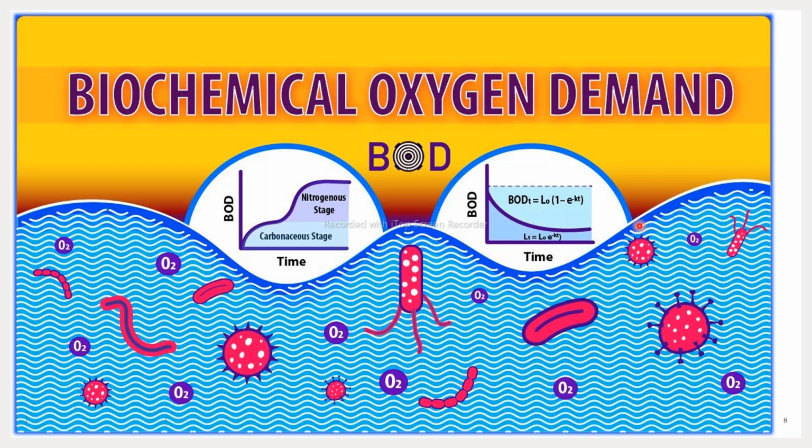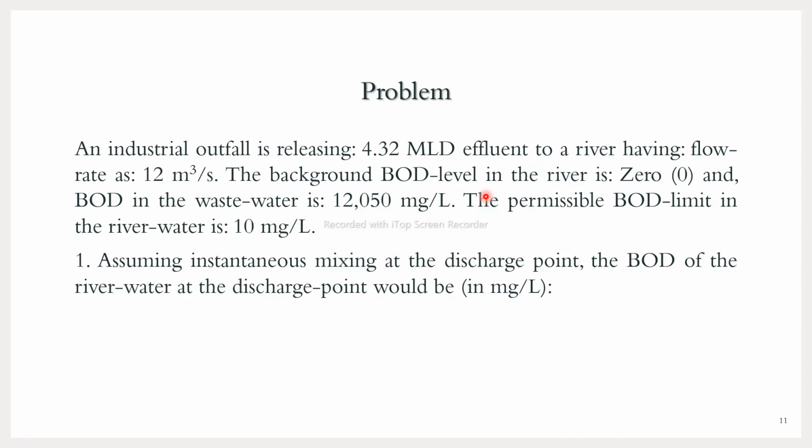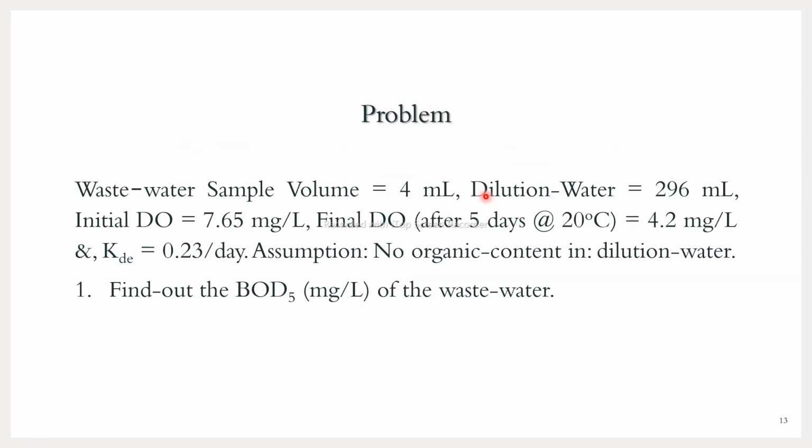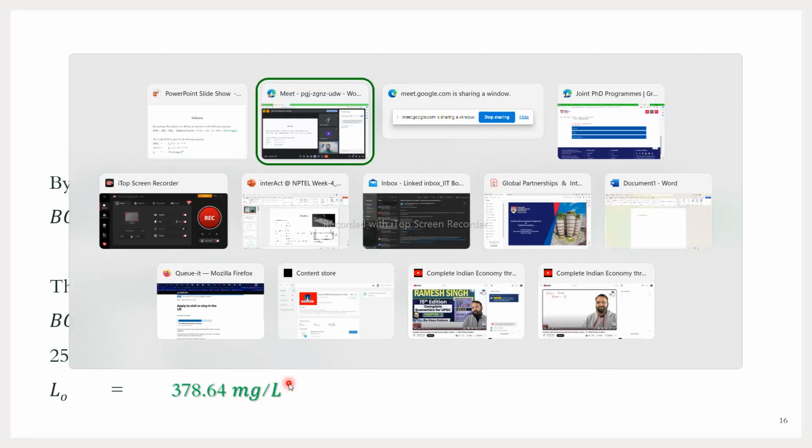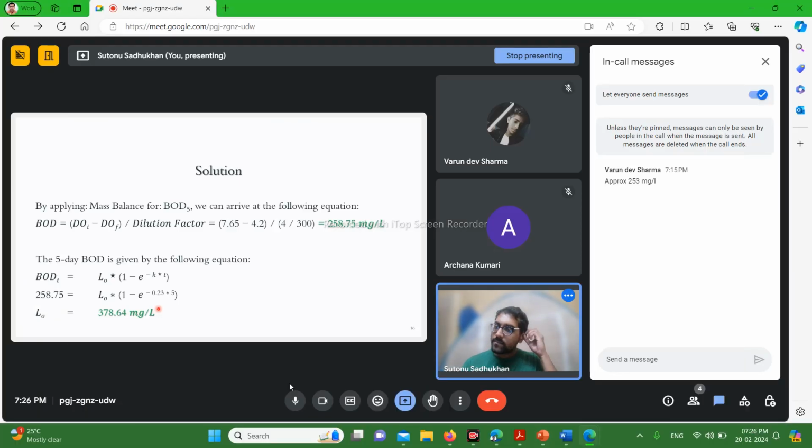Even if you stay until infinity, as it is an asymptotic decrease in nature, it will not become 0. So this is the only way to calculate the ultimate BOD. Whatever L0 value you get, that will give you the ultimate BOD. If you have understood this graph, you will understand this problem. So just put the K value and T value in the formula, and you get the value of L0, which is basically nothing but your ultimate BOD. It is approximately 380 milligram per liter. I hope it is clear.